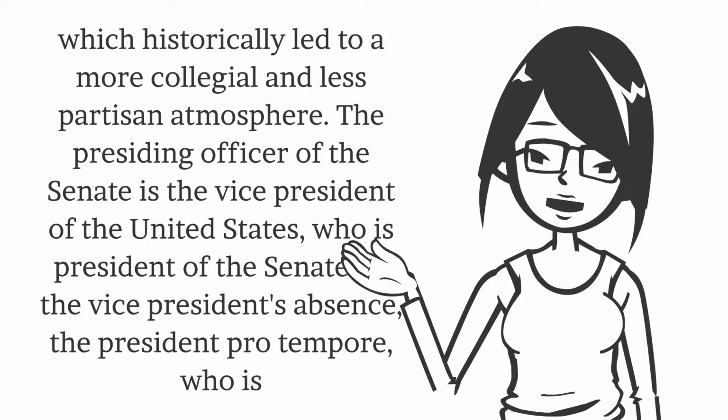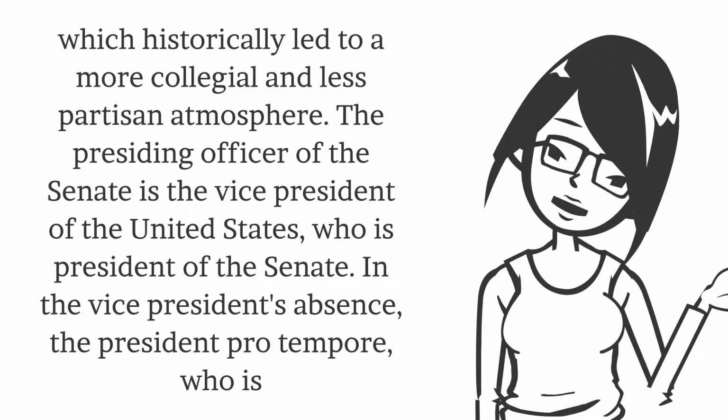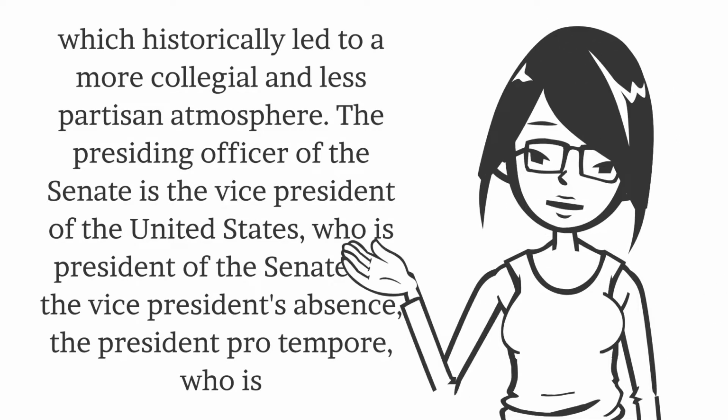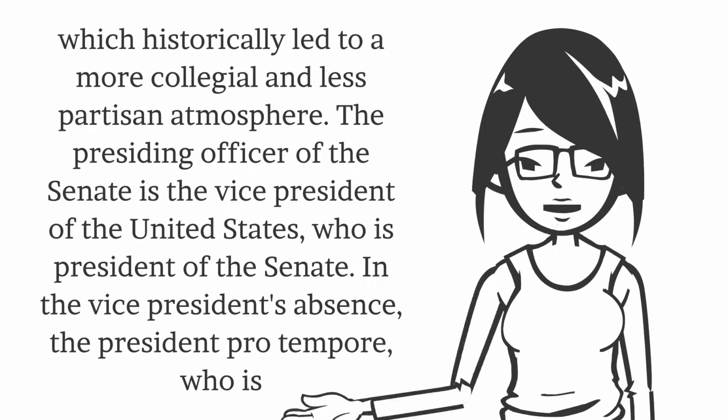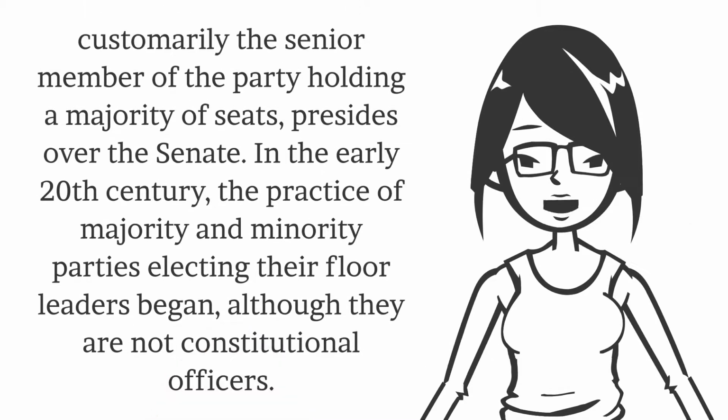The presiding officer of the Senate is the Vice President of the United States, who is President of the Senate. In the Vice President's absence, the President pro tempore, who is customarily the senior member of the party holding a majority of seats, presides over the Senate. In the early 20th century, the practice of majority and minority parties electing their floor leaders began, although they are not constitutional officers.